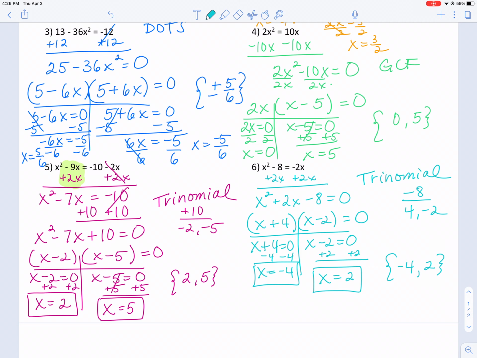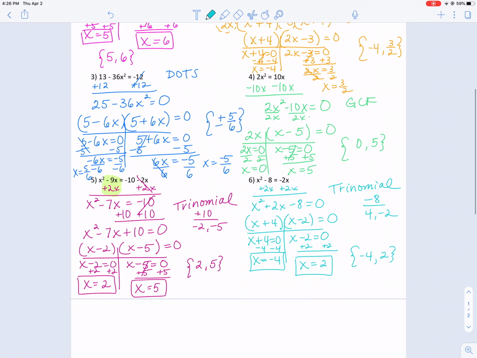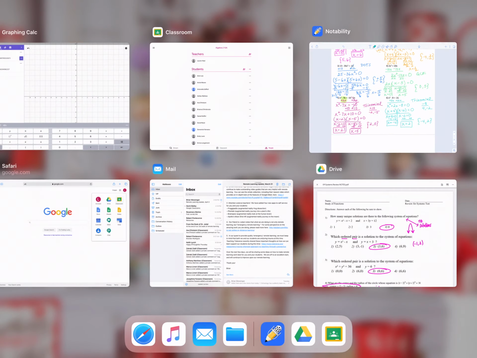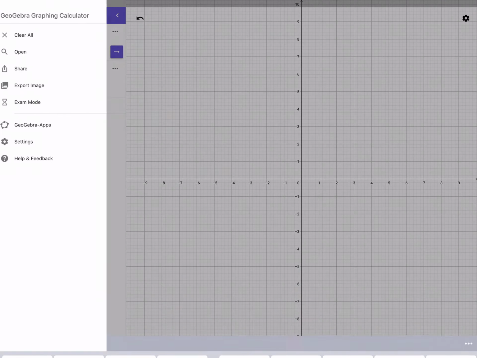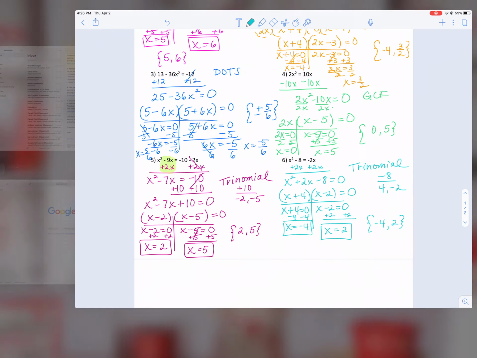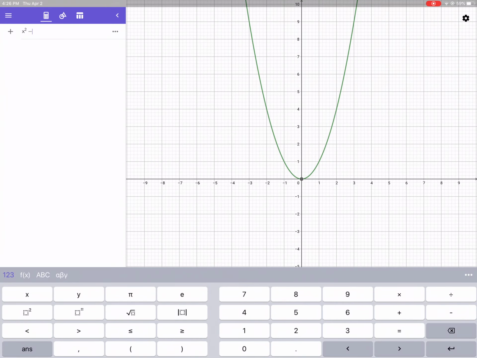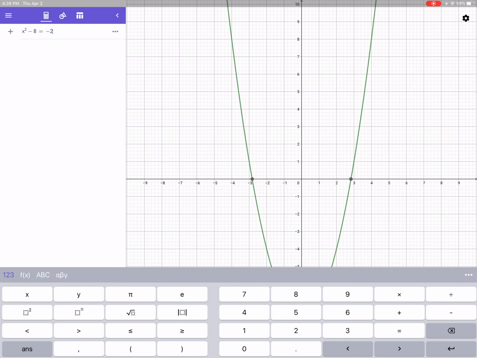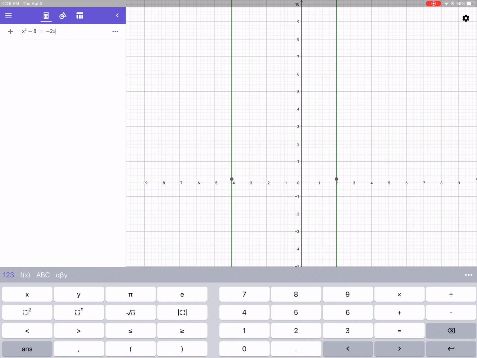So I am going to show you where these two numbers, negative 4 and 2, your roots, your solutions, relate to the graph. If I put x squared minus 8 equals negative 2x into the graph. So I'm going to go into my equation in my calculator and do x squared, what was it? I forgot already. X squared minus 8 equals negative 2x. Okay, right?